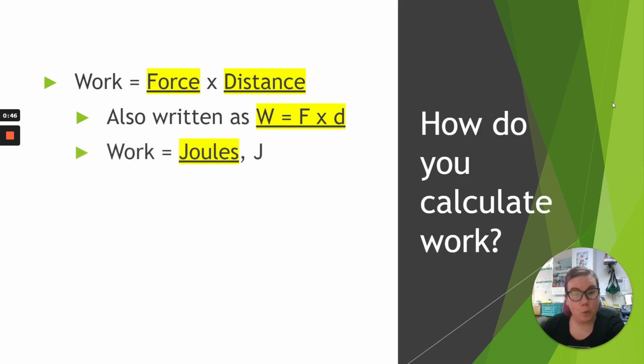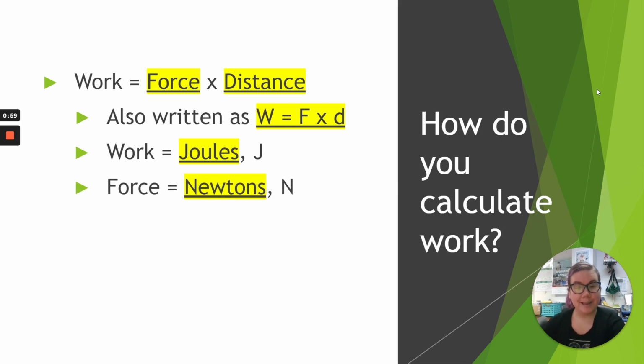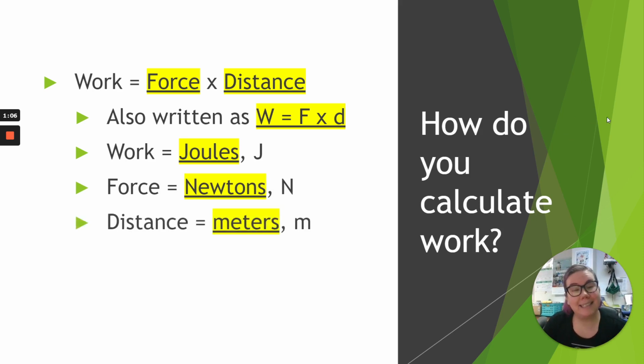Our unit for work is called joules. It's named after an old dead guy, but we abbreviate our unit of joules with the letter J. And force, as you should know, is in newtons, capital N, again named after another old dead guy. And then distance we measure in meters with the letter m, lowercase this time.